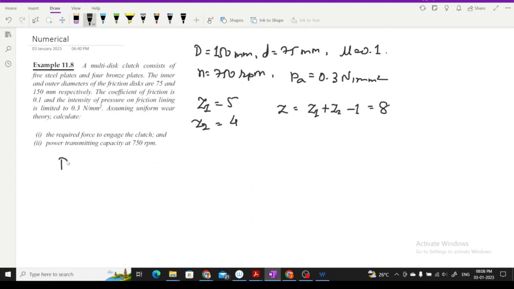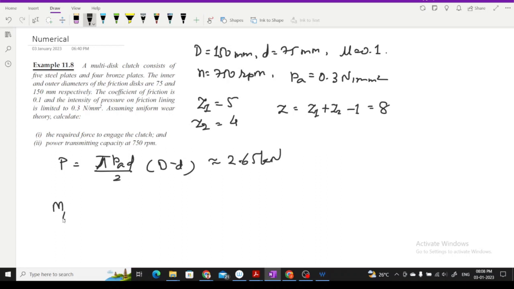Now if you first calculate the axial force, then it is pi pa d by 2 into (D minus d). Right? So this will give you almost 2.65 kilonewton. Right? This is correctly pointed out.